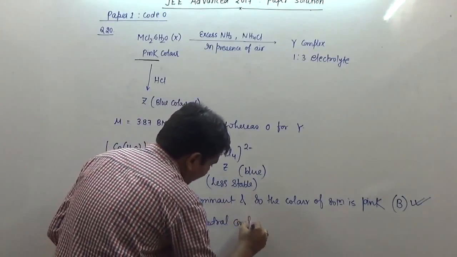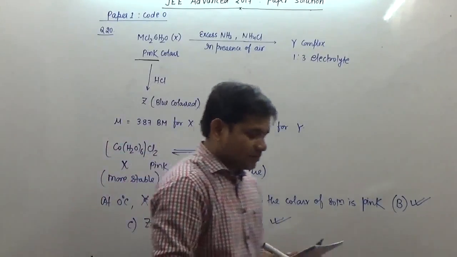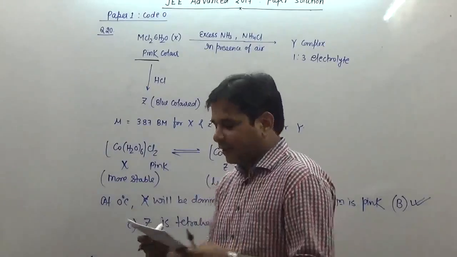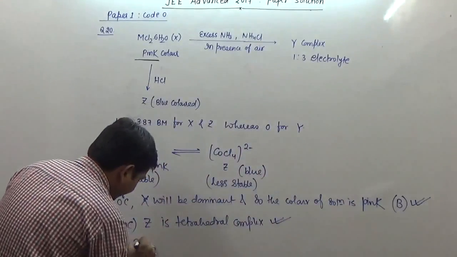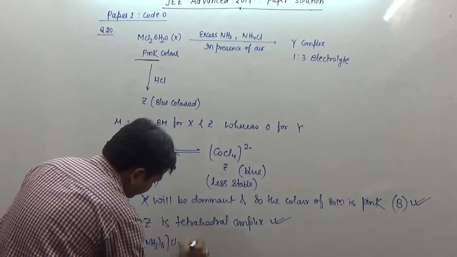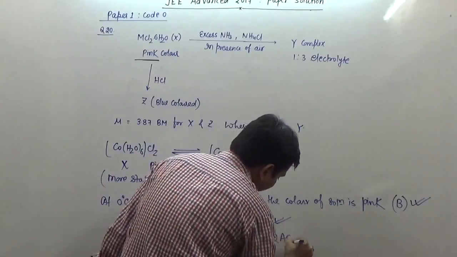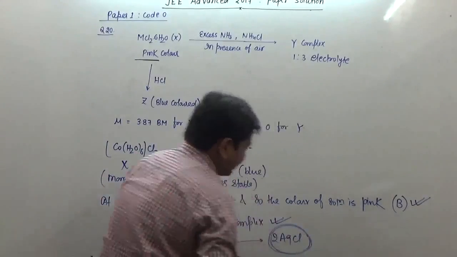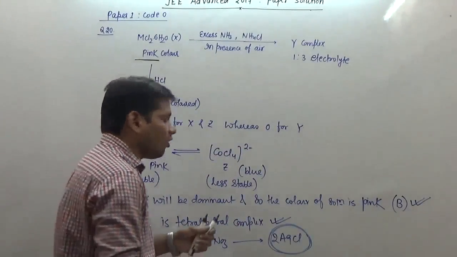Tetrahedral complex is this one, which is again correct. Now the addition of silver nitrate to Y gives only 2 equivalent of silver chloride. Next part is telling that if we add silver nitrate to Y, we have 2 equivalent of AgCl, which is wrong. We have 3 equivalent of AgCl, not 2 equivalent of AgCl. 2 equivalent of AgCl is not going to form here.